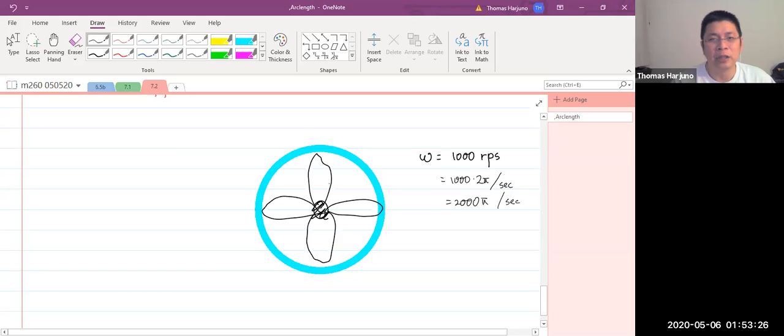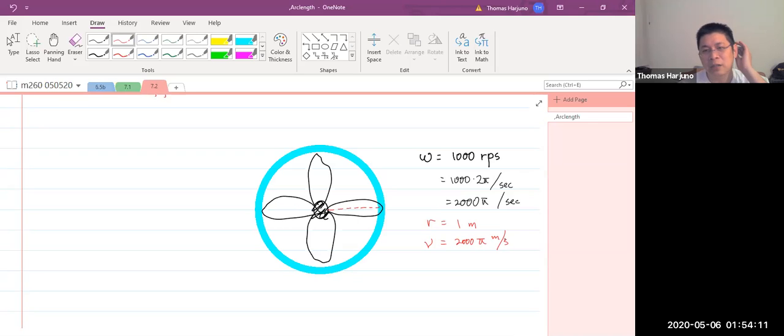Now, imagine if my fan has a very big radius. Let me make it small for now, say 1 meter. So the linear velocity will be 2,000 pi meters per second. I think that's not too fast.